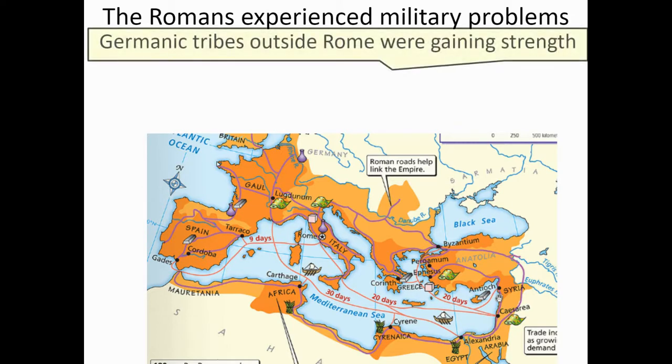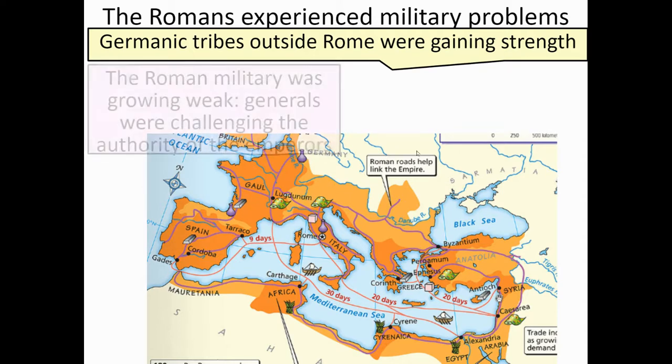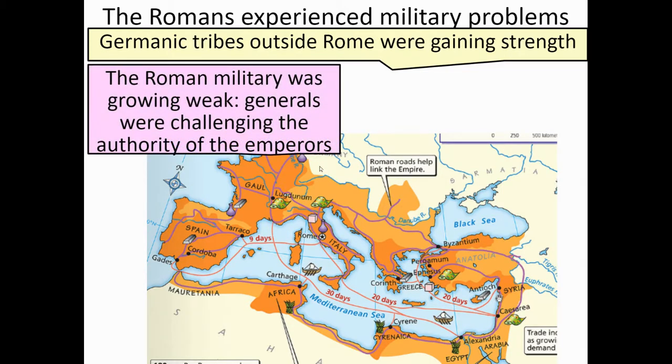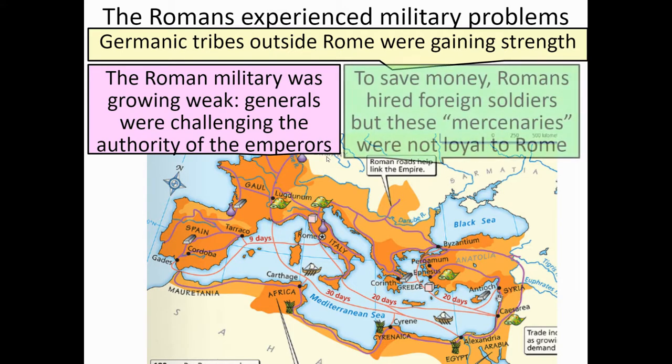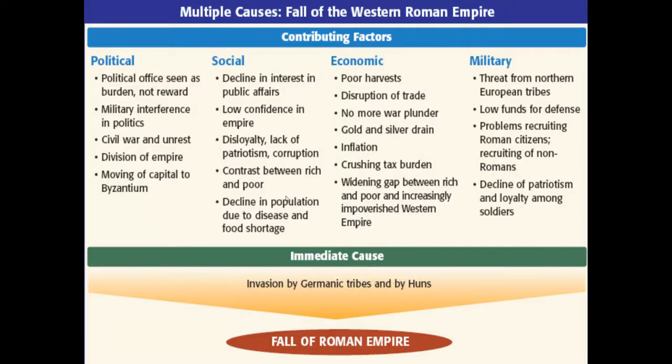Then Rome had military issues. The Germanic tribes, so here that's later going to become Germany and France, are going to gain strength while the military was declining because, you know, the generals wanted to be an emperor. You can't be both. So to save money, they hired mercenaries, and mercenaries were fighting for the money. So once the money was gone, so was their loyalty.